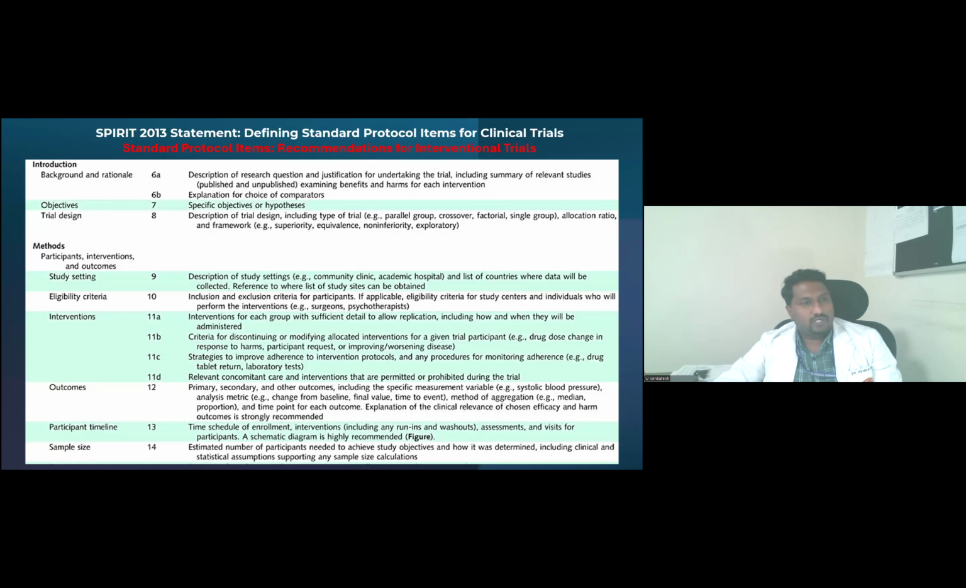As you can see, what are the things that come under the introduction? That is background and rationale, which we already discussed. Then the objectives, the specific objectives or hypothesis, should also come in the introduction part itself.